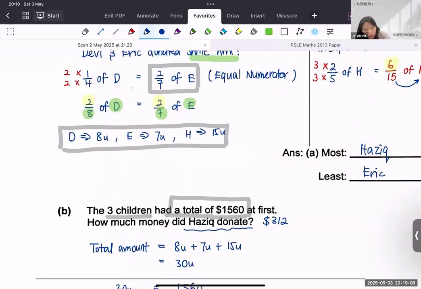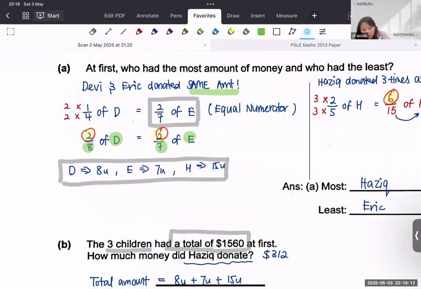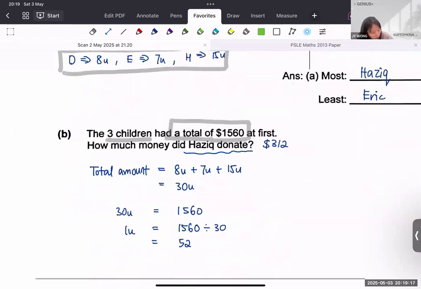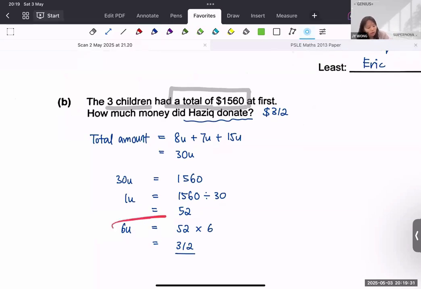And last but not least, Haziq donated. Remember, we need to look for the numerator. That is the number of units that each of them donated. Haziq donated 6 units. So you need to make sure that when you find equal numerator, you must know what your numerator means. You cannot just do it blindly. Oh, because I remember the teacher said must do equal numerator, but I don't know why. Then you will have problems trying to find the answer, because you don't know how many units to find.